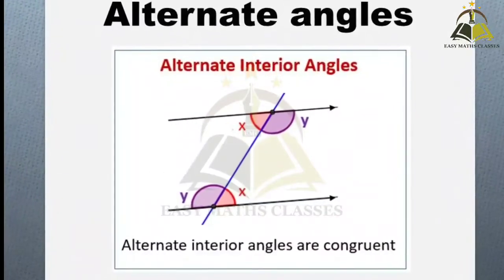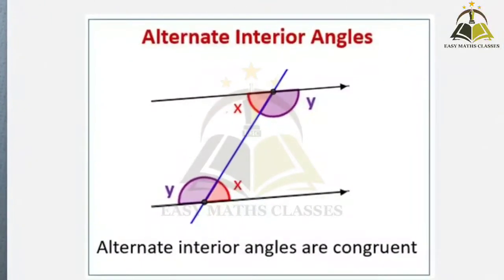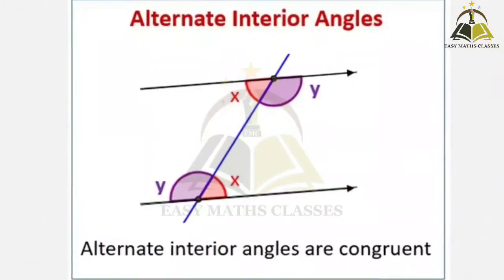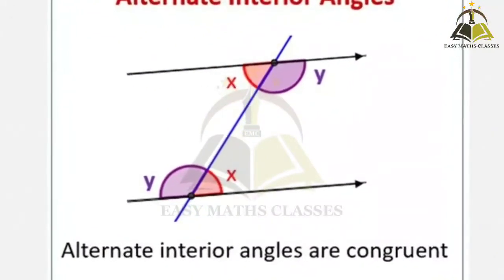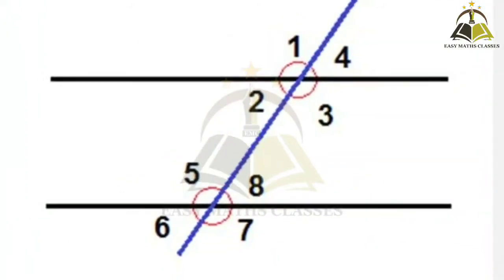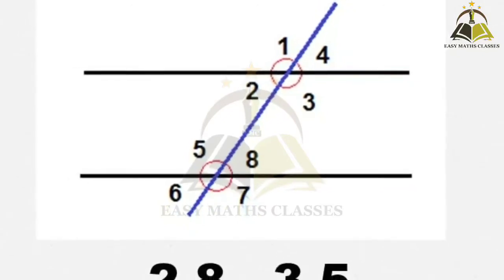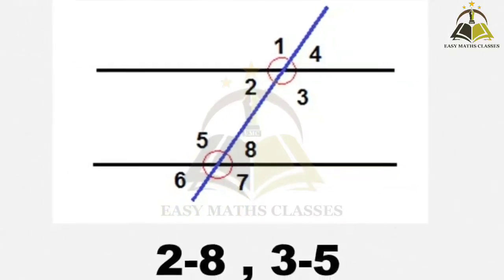As you can check in the given figure, angle x and angle x, also angle y and angle y are the alternate interior angles. Alternate interior angles are congruent. In the given figure, angle 2 and 8, also angle 3 and 5 are the alternate pairs of angles.